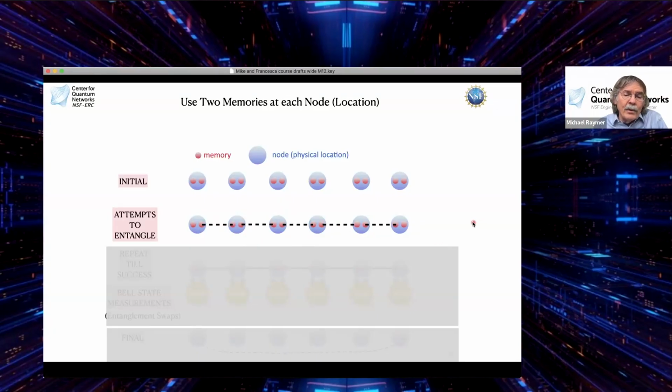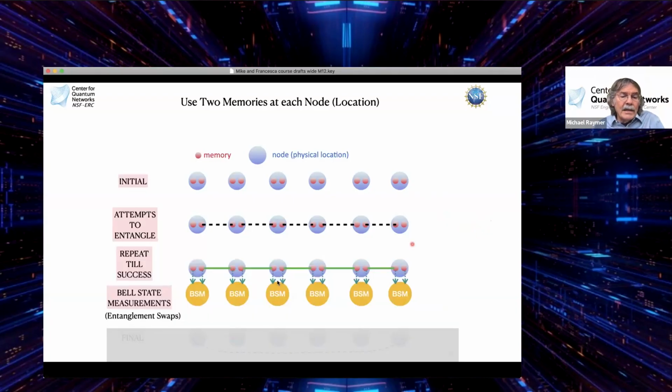That might take a few seconds. But because you have quantum memories, you can synchronize everything and store it and keep trying. And eventually, they're all going to say, yay, we have entanglement. Okay. Once that's done, repeat until success, then the local operators, whoever is inside one node, they make a Bell state measurement between their two local atoms. Okay. And they all make Bell state measurements.